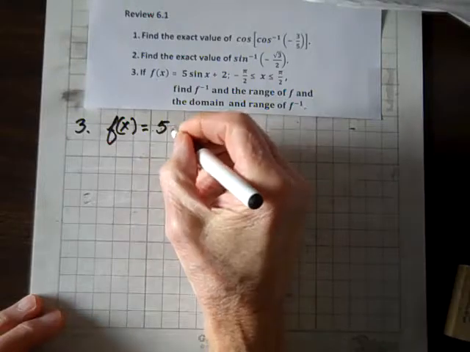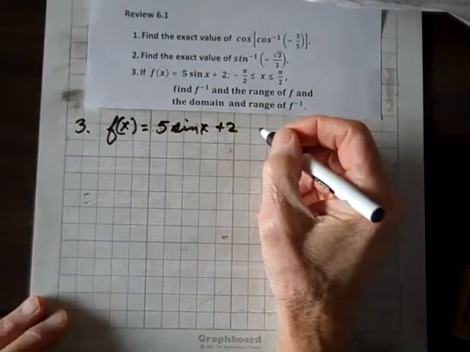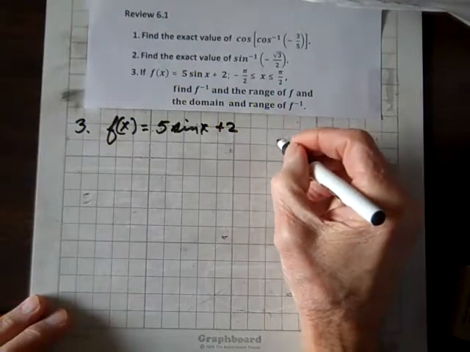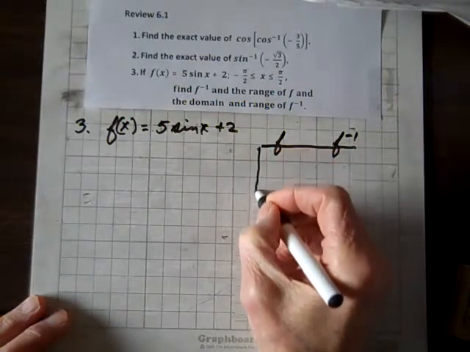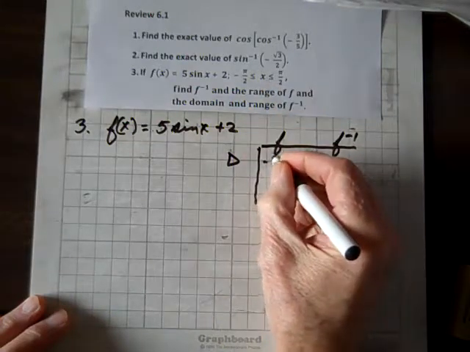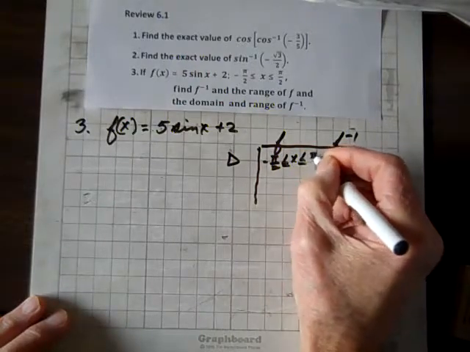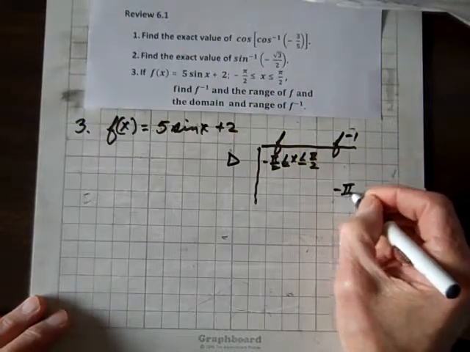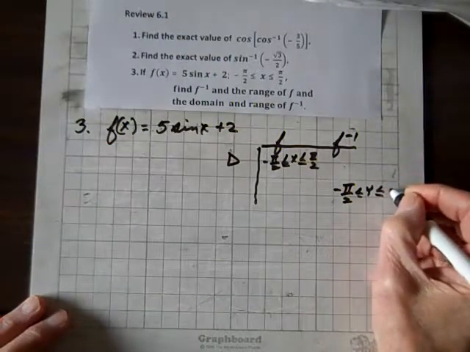So now we'll do number three, and that is f of x equals 5 sine of x plus 2. And now let's do the domain and range of f and f inverse. And they gave us the domain of f. It's -π/2 is less than or equal to x, which is less than or equal to π/2. So the range of f inverse is going to be -π/2 is less than or equal to y, which is less than or equal to π/2.